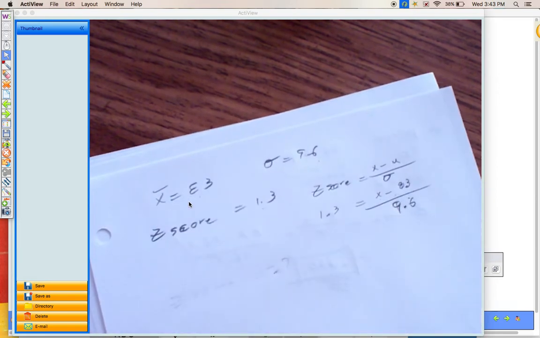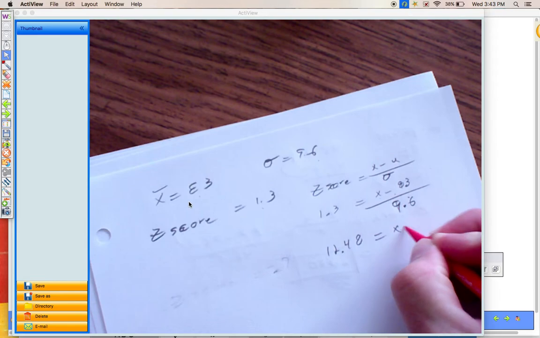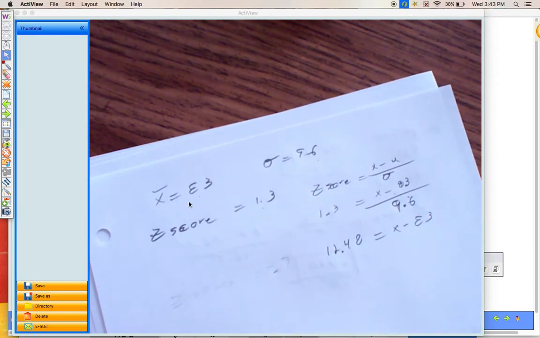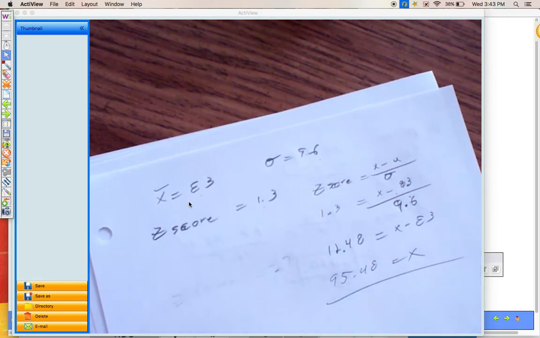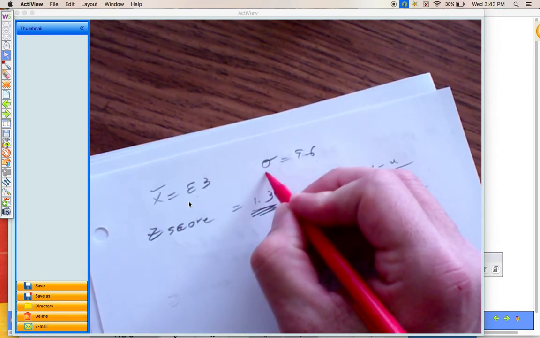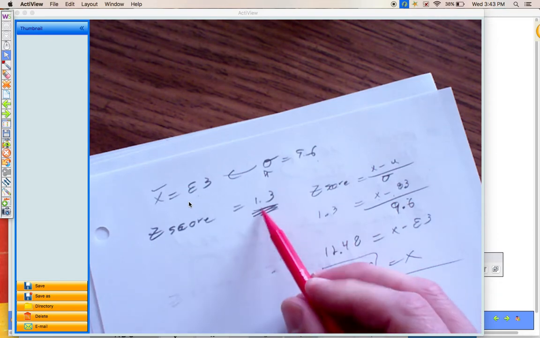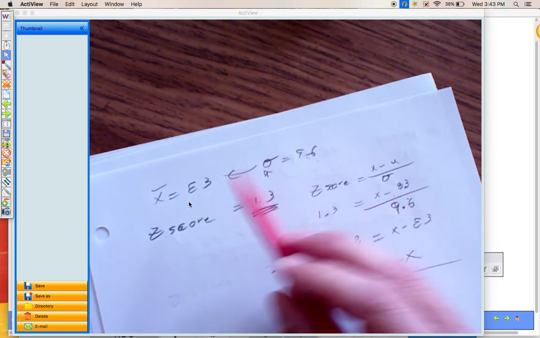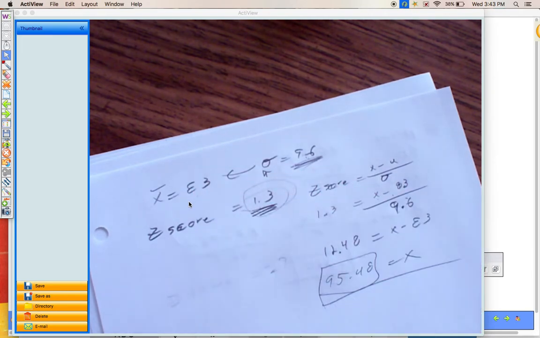I'm going to multiply by 9.6. 12.48 equals x minus 83. I'm going to add an 83. 95.48 equals my value. So what we have just found is that the number 95.48 is 1.3 standard deviations above my mean. That's what my z-score is: how many of these I am away from my mean.